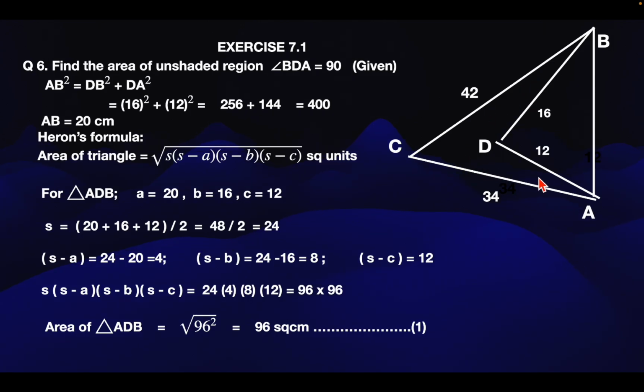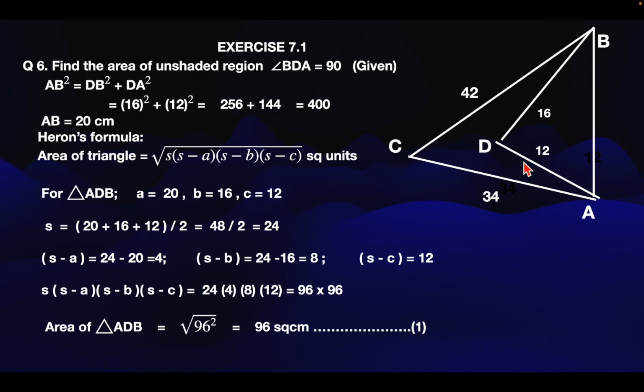Here you can see from the figure that there are two triangles. One is triangle ADB, the small triangle, and another is triangle ACB, the big triangle. If you subtract the small triangle from the big triangle, we will get the area of the unshaded region, this region. So big triangle minus the small triangle. We have to find the area of two triangles here, and we are going to use Heron's formula.